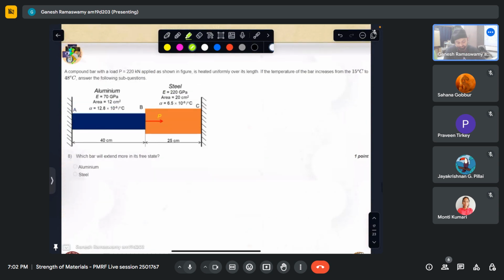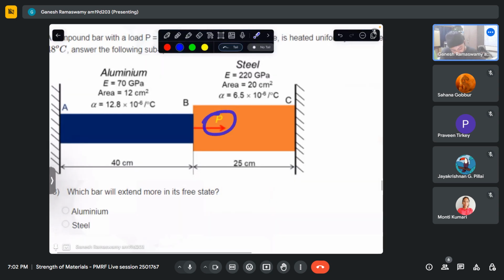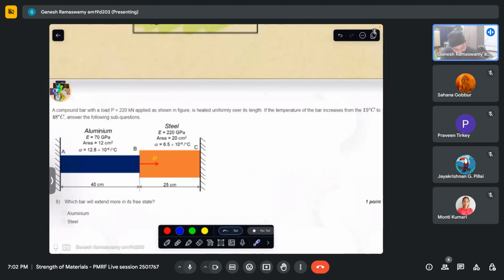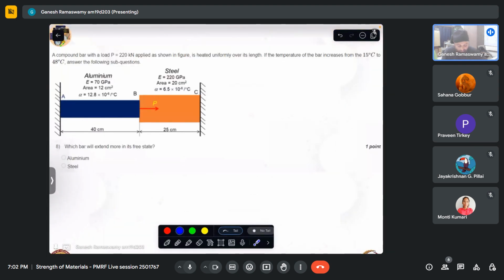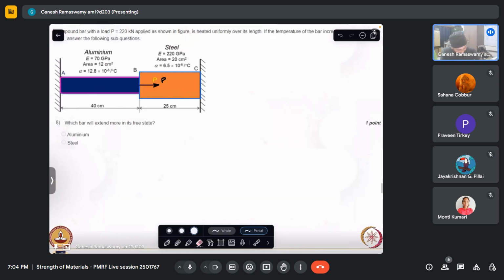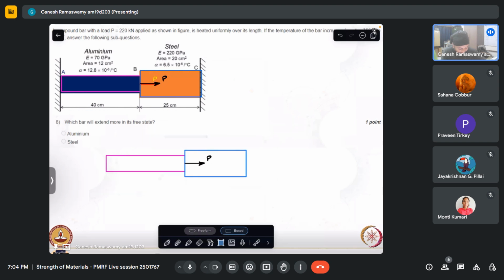In the meantime, let us move on to this problem of a compound bar with a load of P. This P is 220 kilonewton. It is applied as shown, and then it is uniformly heated over its length. If the temperature of the bar increases from 15 degrees to 48 degrees, then answer the following sub-questions. Let me take this entire setup and separate this out like that.